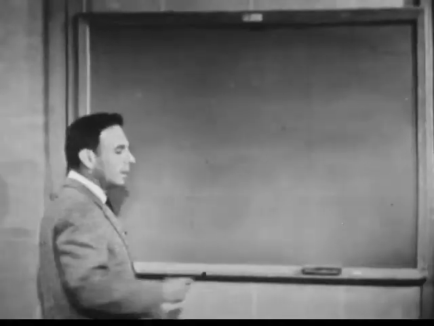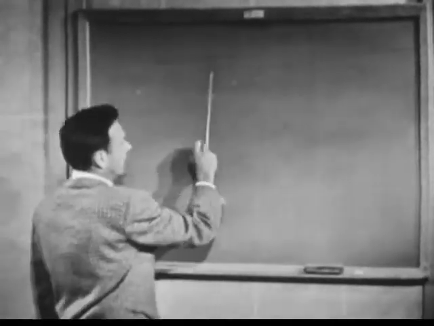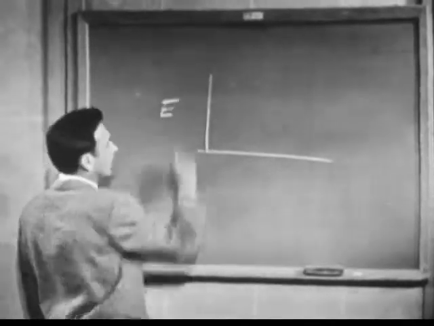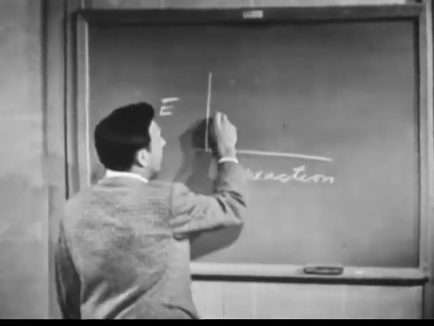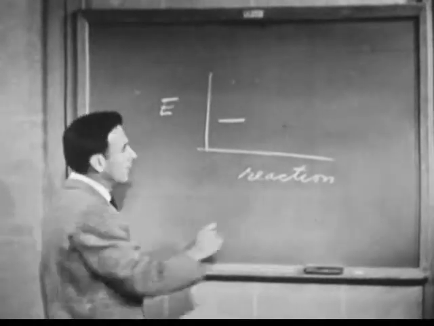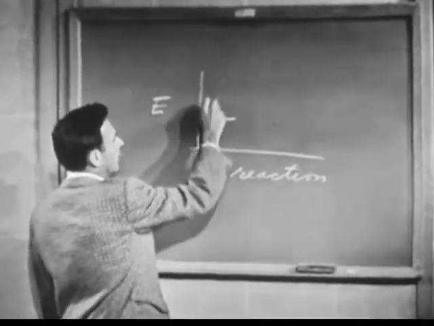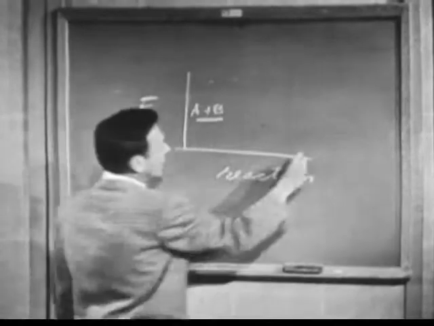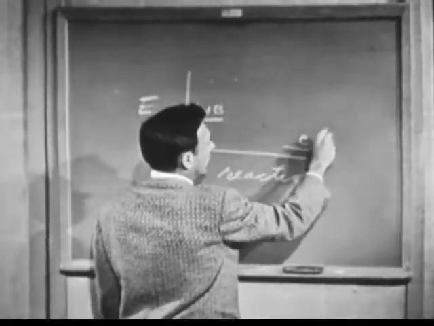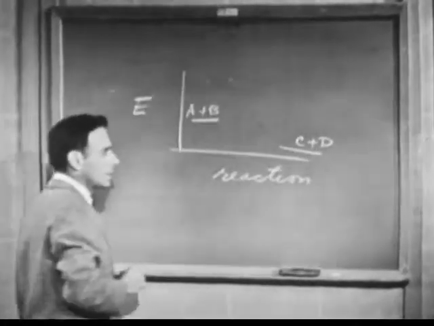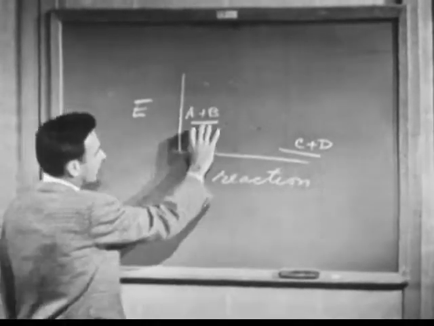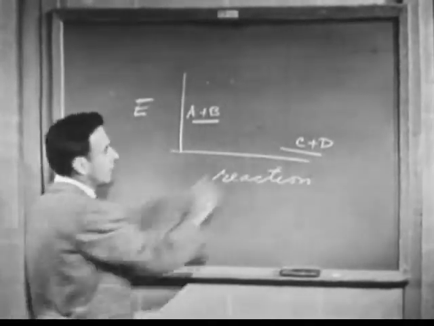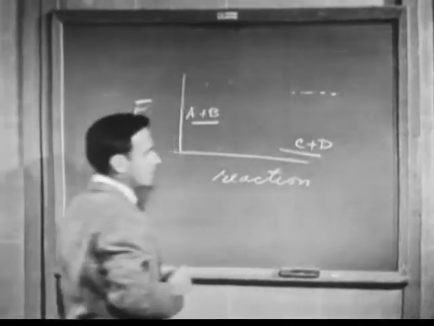You recall that we added to the characteristic energy diagram for a reaction not only the question of the relative energy of the starting products, which we might write A plus B, compared to the final products, C plus D. This is an energy diagram that shows whether it's going downhill energetically or uphill energetically.